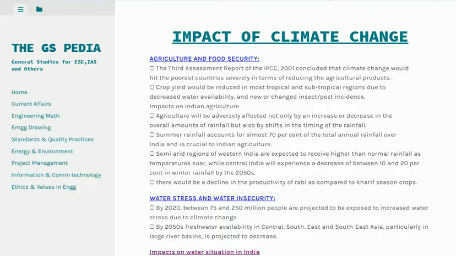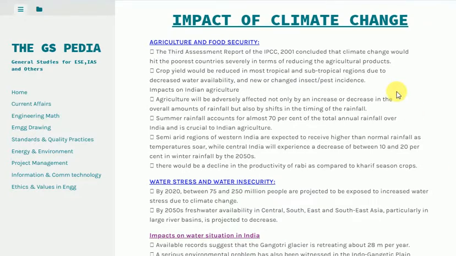The third assessment report of the IPCC in 2001 concluded that climate change would hit the poorest countries severely in terms of reducing agricultural products. Crop yield would be reduced in most tropical and subtropical regions due to decreased water availability and new or changed insect/pest incidents. Impacts on Indian agriculture.